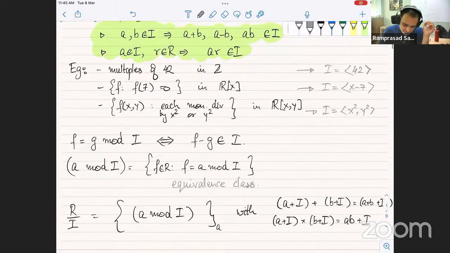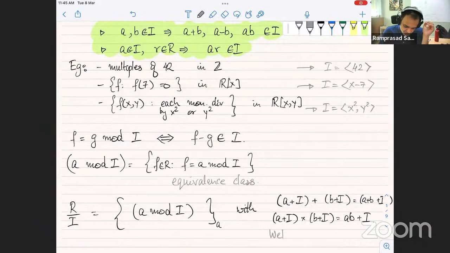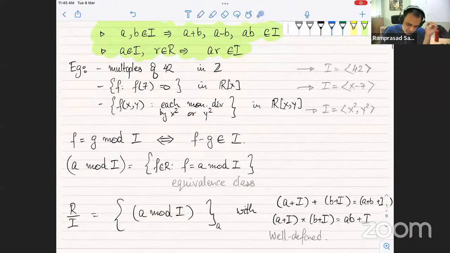And the key point is that this happens to be well defined. By that, what I mean is, you could have chosen one element here and one element here and taken its product, and that fell in some equivalence class, and you might have defined it to be whatever that equivalence class is. Well defined just means that it doesn't matter which representative you chose here and which representative you chose there, you will still come up with the same answer.